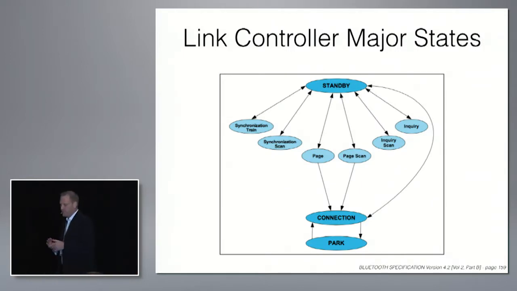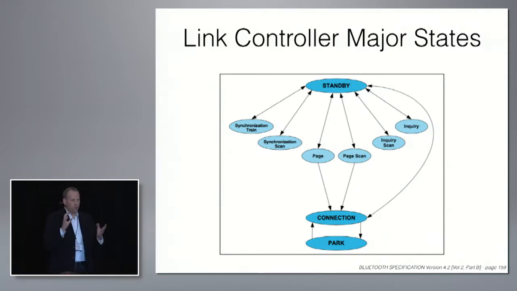So the states. Bluetooth devices basically have three main states. Standby: I'm just hanging out, I'm not doing anything, I'm not connected to anyone. Connected: obviously, I am connected. And park. When I'm in a standby state, I have the ability to perform the functions that are out there.